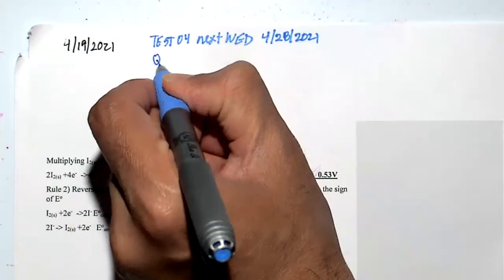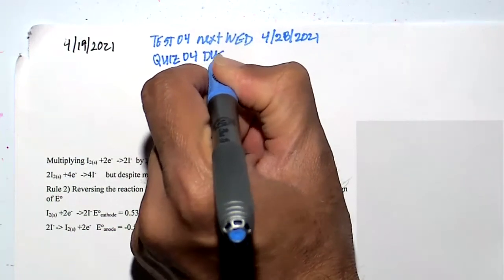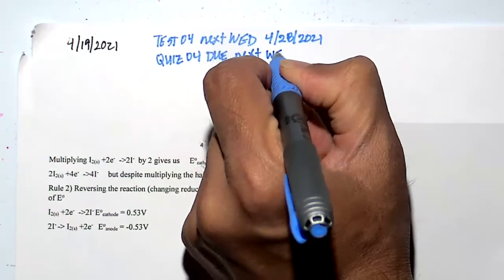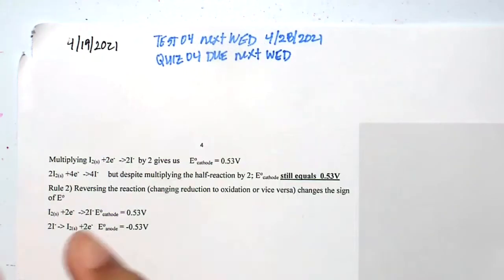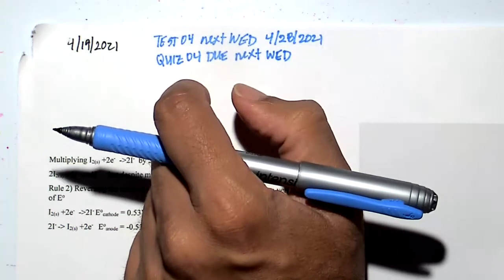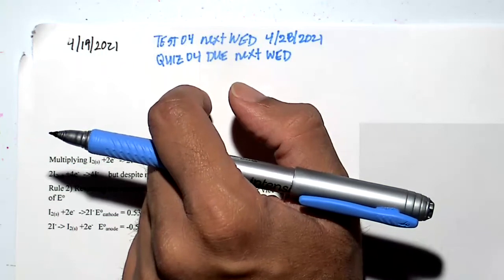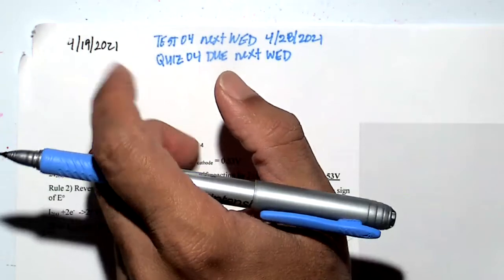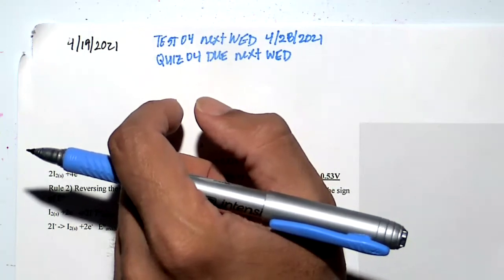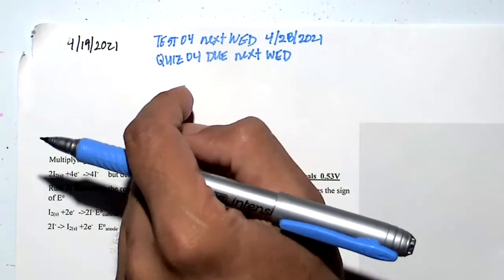And having said that, the way my system works is the quiz is going to be due on the same day as the test. So quiz 4 will be due next Wednesday. Okay, if you don't want to take the quiz because you are happy with your scores from quiz 1, quiz 2, or quiz 3, that's totally fine. You don't turn in the quiz. Okay, but if you think you can score high enough and want the top three quizzes scored, you can turn in quiz 4.